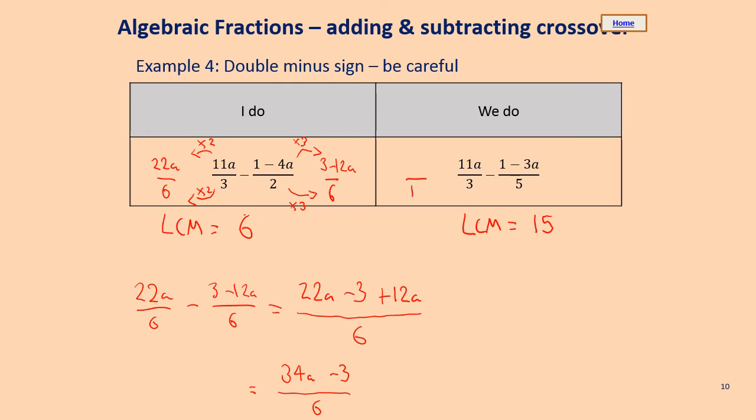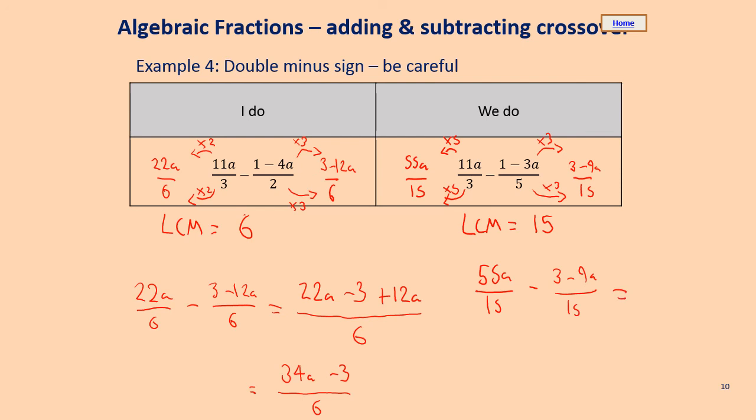So we've got to change both these fractions to something out of 15. So 3 we need to times by 5 to get to 15, so we need to do the same to the top. So 11a times 5 gives 55a. On this second fraction, we've multiplied the denominator by 3, so we need to do the same to the top. So 1 minus 3a times 3 gives 3 minus 9a. So I've got 55a over 15 minus 3 minus 9a over 15.